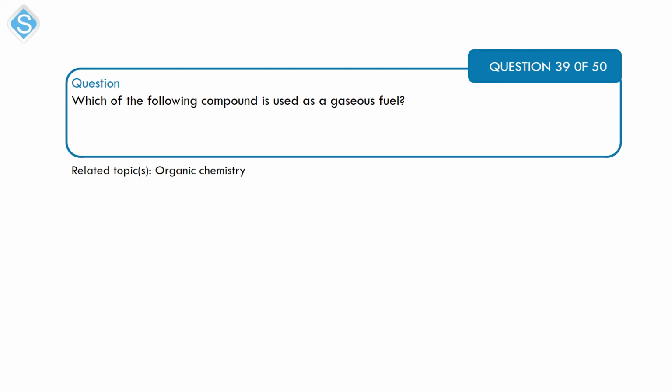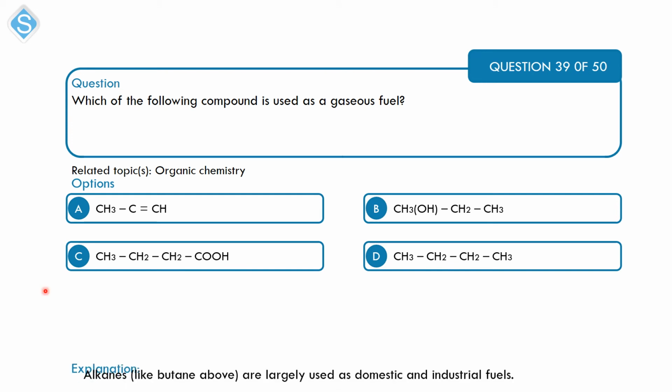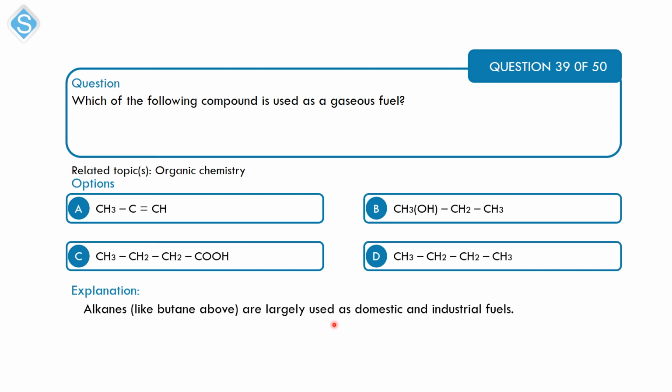Next on organic chemistry, which of the following compounds is used as a gaseous fuel? A, you have an alkene, with the double bond. Here you have an alkanol, next you have an alkanoic acid, and lastly you have an alkane. Alright, alkanes are largely used as domestic and industrial fuels. From the options, the alkane that you have here is option D, that is butane.